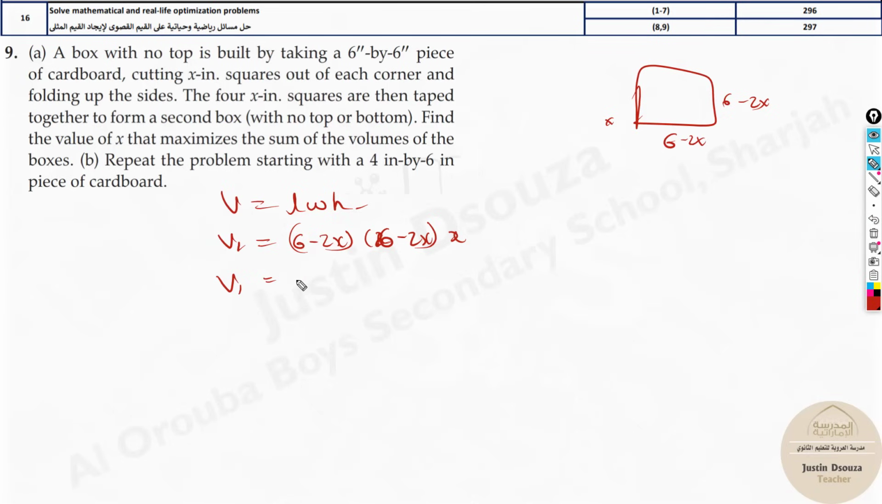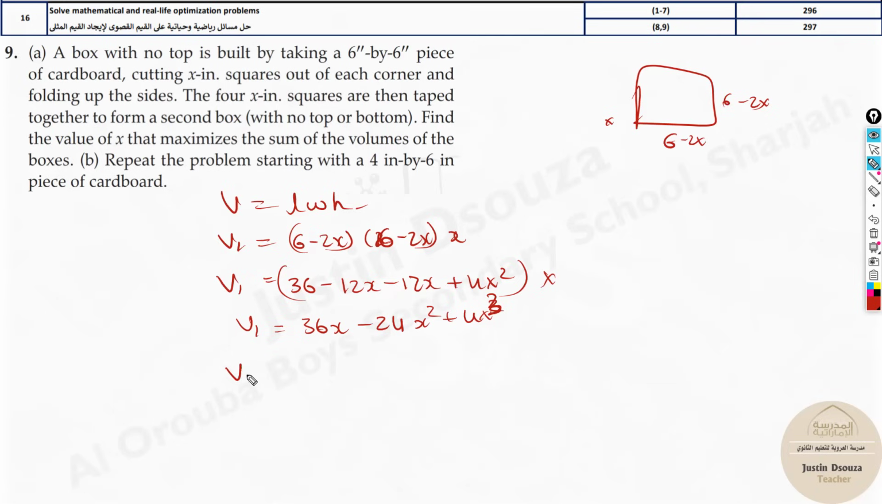Now let me multiply this. 6 times 6 is 36, minus 12x, plus 4x squared, times x. And then what happens is it'll be 36x. This will be minus 12 minus 12, so minus 24x, and multiply by this x will be x squared, plus 4x squared. And what next? Something I've missed out. Okay, over here there'll be x into x squared, which is x cubed. Okay, so this is basically the volume of the first box.